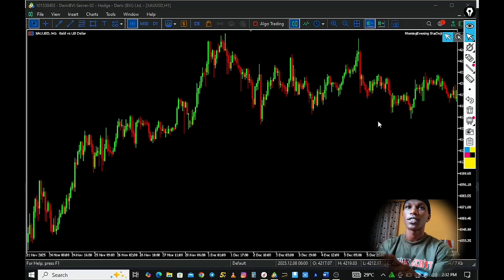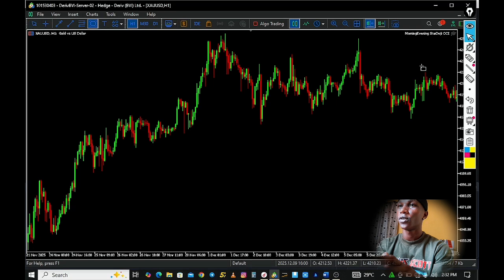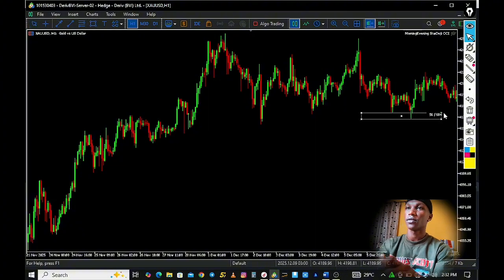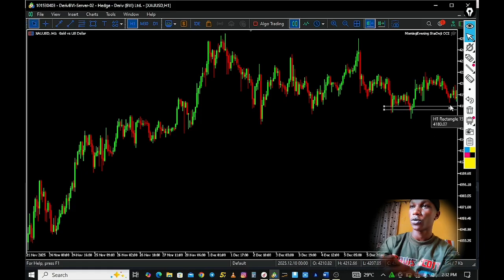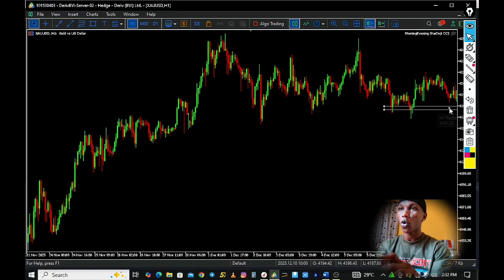So first things first, we mark our zones. If you look at this chart, the only zone we had here was this demand zone right here. Let me make it a bit longer. So we are going to wait for price to come back to this demand zone. That's when we shall become buyers.